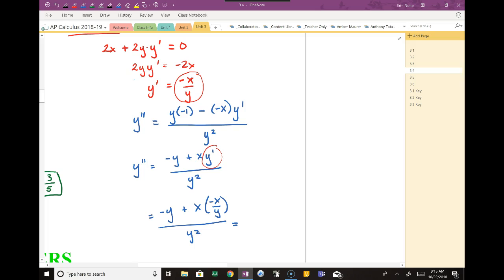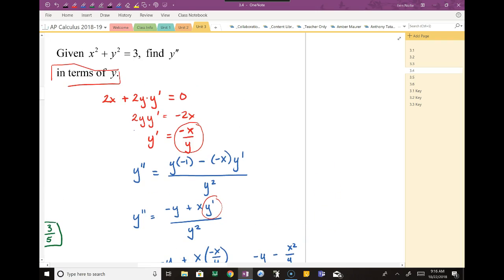Okay, so now if I simplify that, that would give me negative y, and then would you see that it turns into a minus? Minus x squared over y, all over y squared. Okay, so we're getting closer. At this point, I'm now in terms of x and y, so I still have an x in there that I have to replace. Okay, so what I could do is if I go back to my very original equation, you guys see my very original way up there?